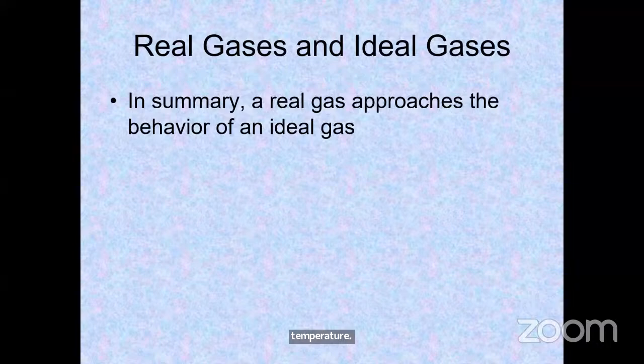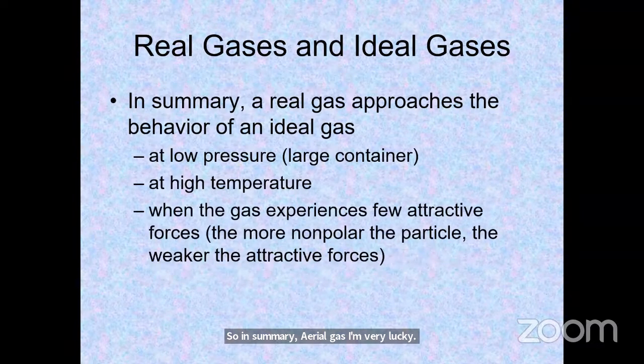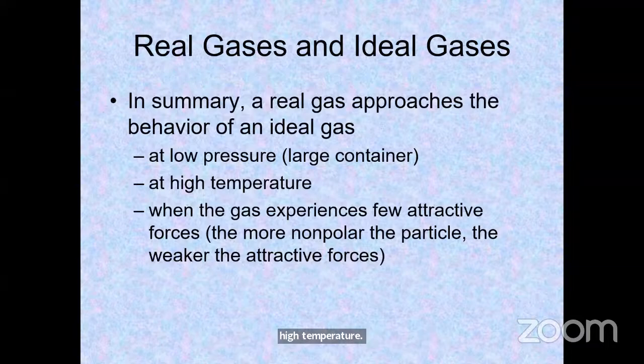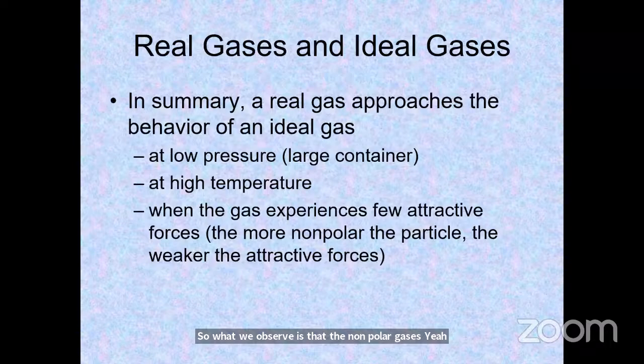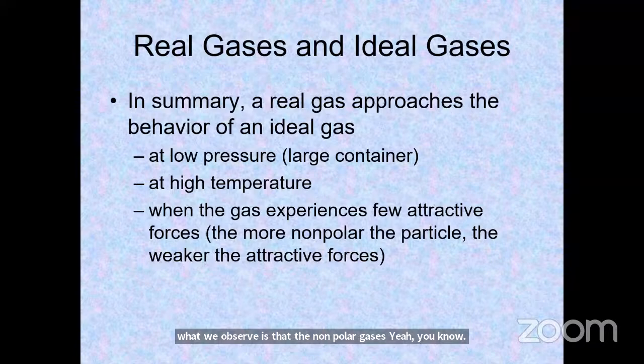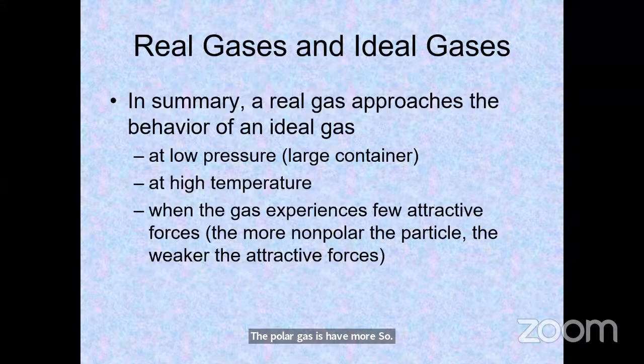So in summary, a real gas approaches the behavior of an ideal gas at very low pressure, that is very large volume, and at high temperature, when the gas experiences little or no attractive forces. What we observe is that non-polar gases experience weaker attractive forces than polar gases. The polar gases have more tendency to behave like real gases than the non-polar gases. So non-polar gases have the tendency to behave more ideally than polar gases, because in polar gases there is attraction because of the polarity.